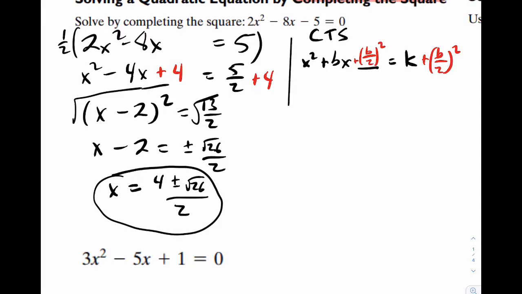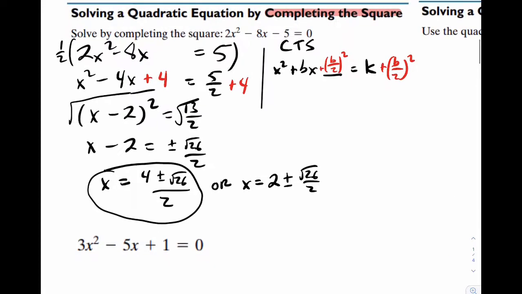Now notice how I put it as one fraction. You could write it like this, and the book actually writes it this way too. 2 plus or minus root 26 over 2. I just like writing it as one fraction as a personal preference.